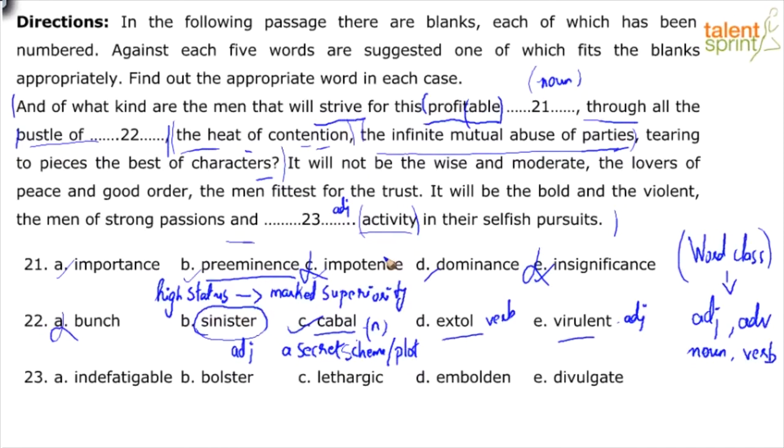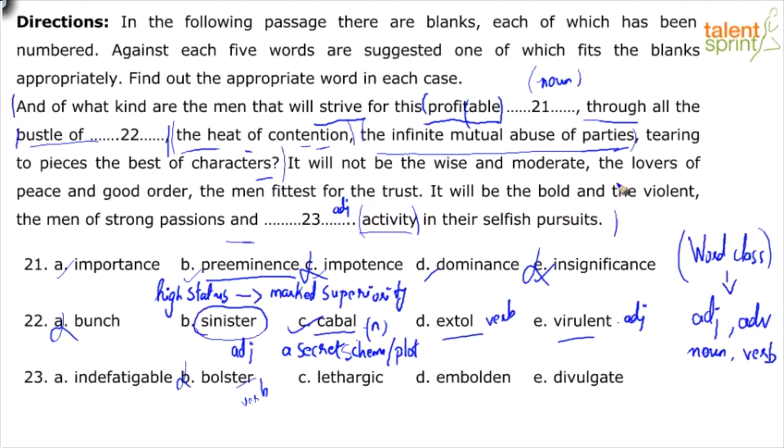Again, quickly. What are the forms that I can quickly eliminate? Bolster is a verb form. What is the meaning of bolster? Bolster means to support or reinforce, right? You can bolster somebody's morale. So B is out, it's a verb form. C, lethargic, though it's an adjective form, it's a negative word. I don't need a negative word. It's saying it will not be the wise and moderate, the lovers of peace and good order, the men fittest for the trust. It will be the bold.